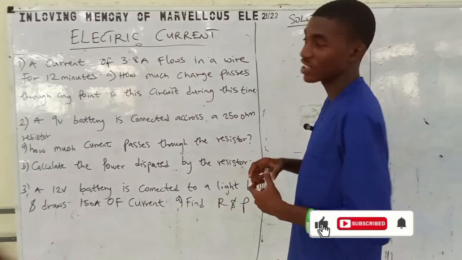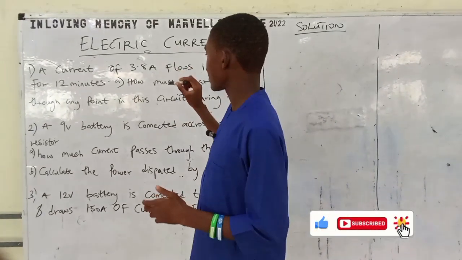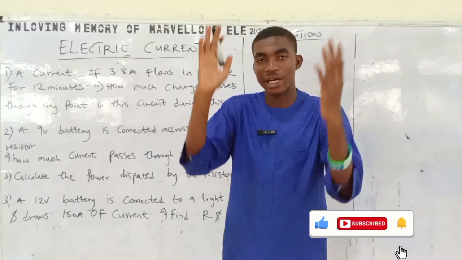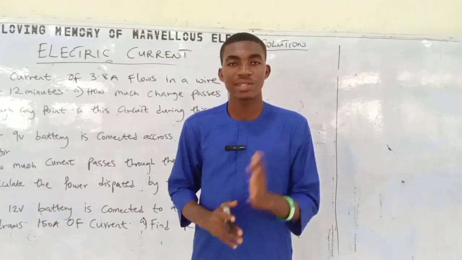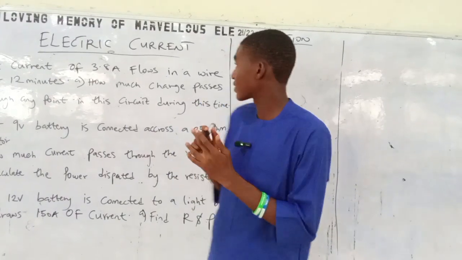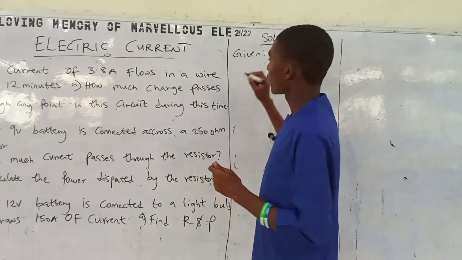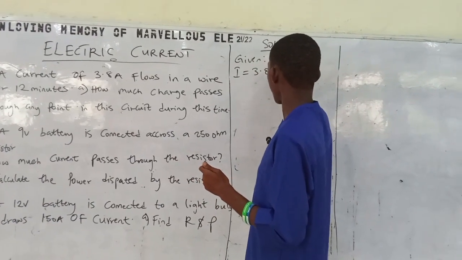Let's attempt this now using the formulas we generated earlier. Now because they said a current of 3.8 ampere, and in all my videos I always say outline your parameters before you start solving any problem, whether in physics, mathematics, or statistics. Outline your parameters first. So what do we have? We have given that I equals 3.8 ampere.